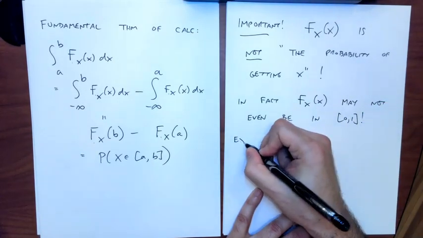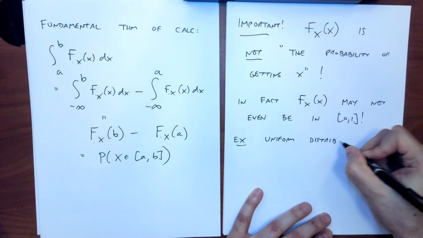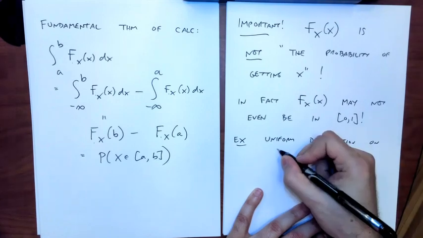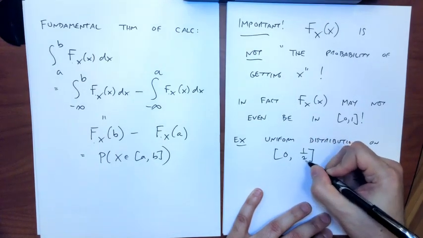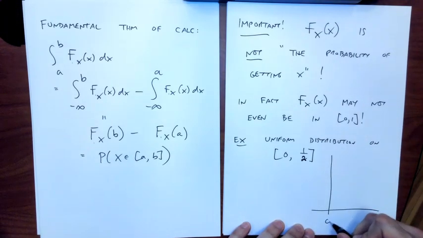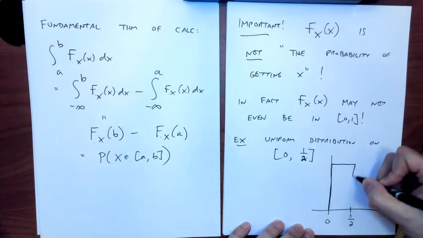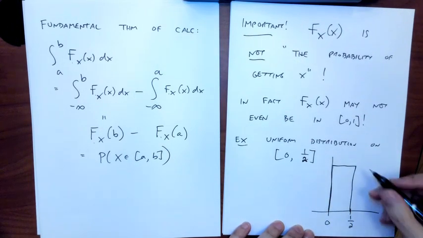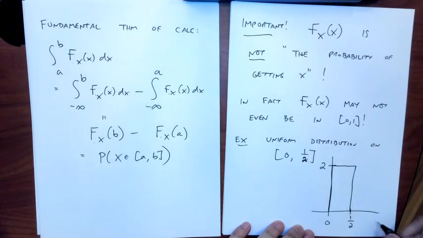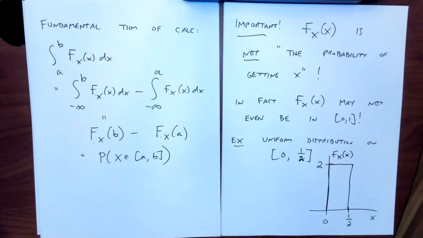For example, suppose I have a uniform distribution on values between 0 and a half. So what does the PDF for that look like? Well, between 0 and a half, I have 1 over b minus a, so it's 1 over a half, and so the height of this thing is 2. So this is perfectly fine as a PDF, but clearly the probability of getting a quarter is not equal to 2. That doesn't make any sense. Probabilities have to be in 0, 1.